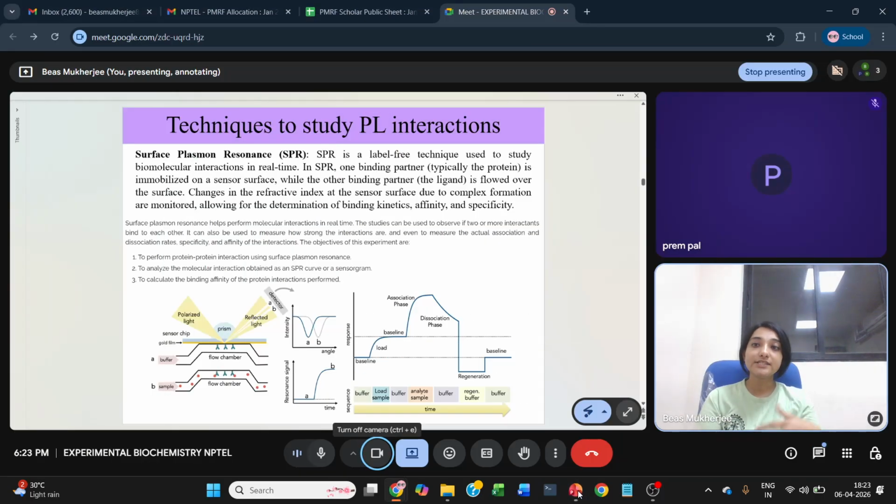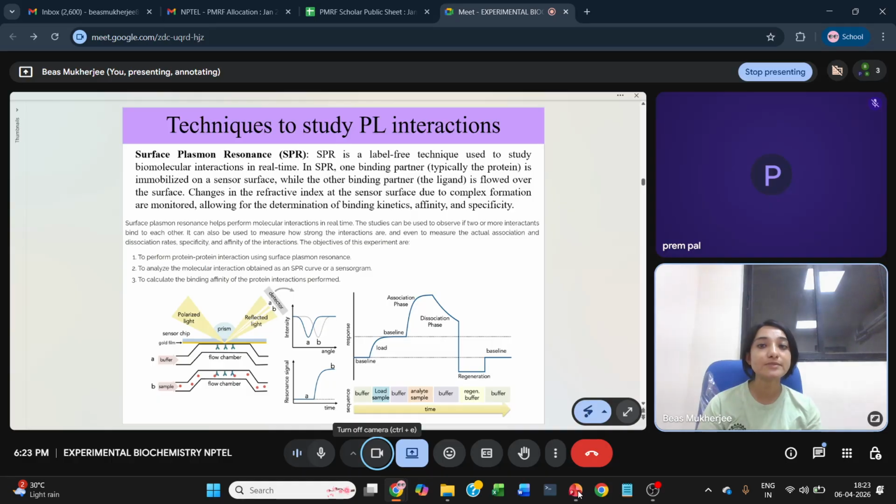Now, let's start with surface plasmon resonance. These are the techniques from which a lot of questions are asked in GATE, NET, DBT, ICMR, etc. examinations. So pay attention and go through these topics in detail. All of these biophysical techniques are very important for any exam that you attend. So we'll start with surface plasmon resonance.